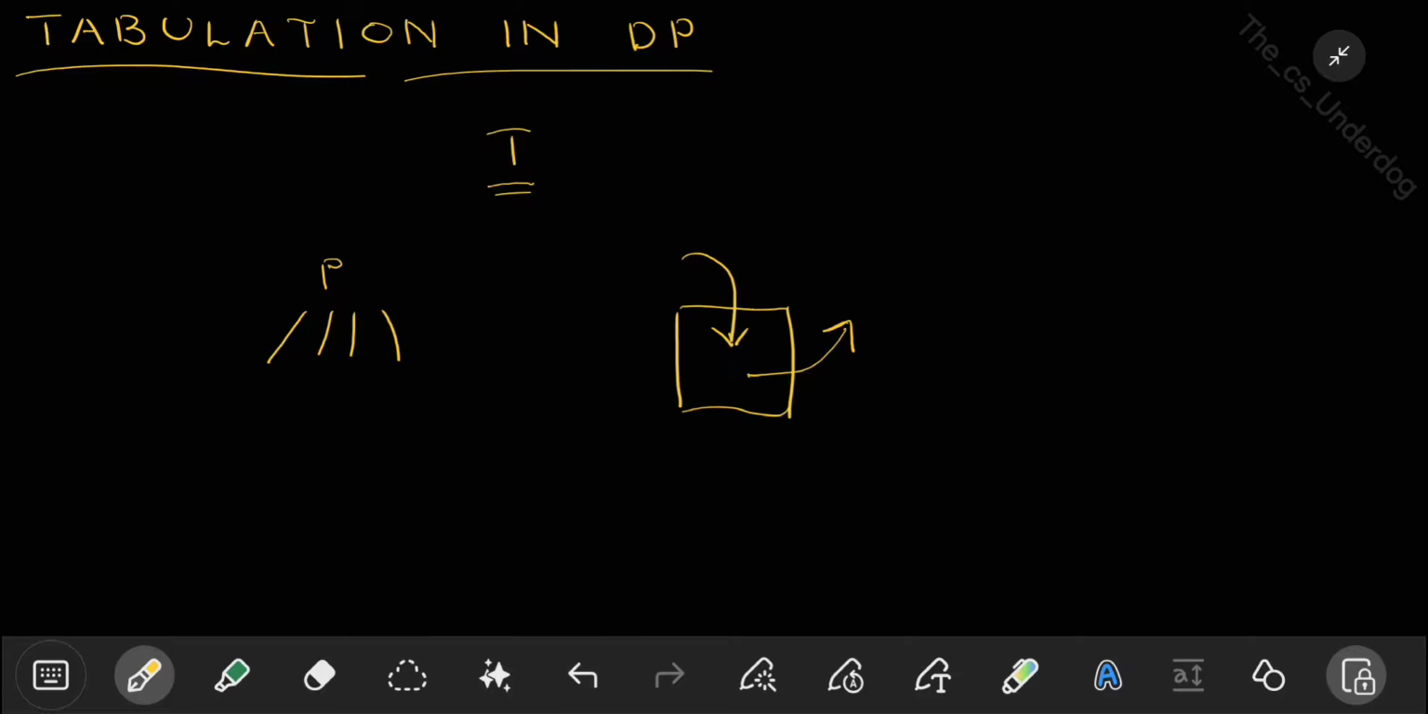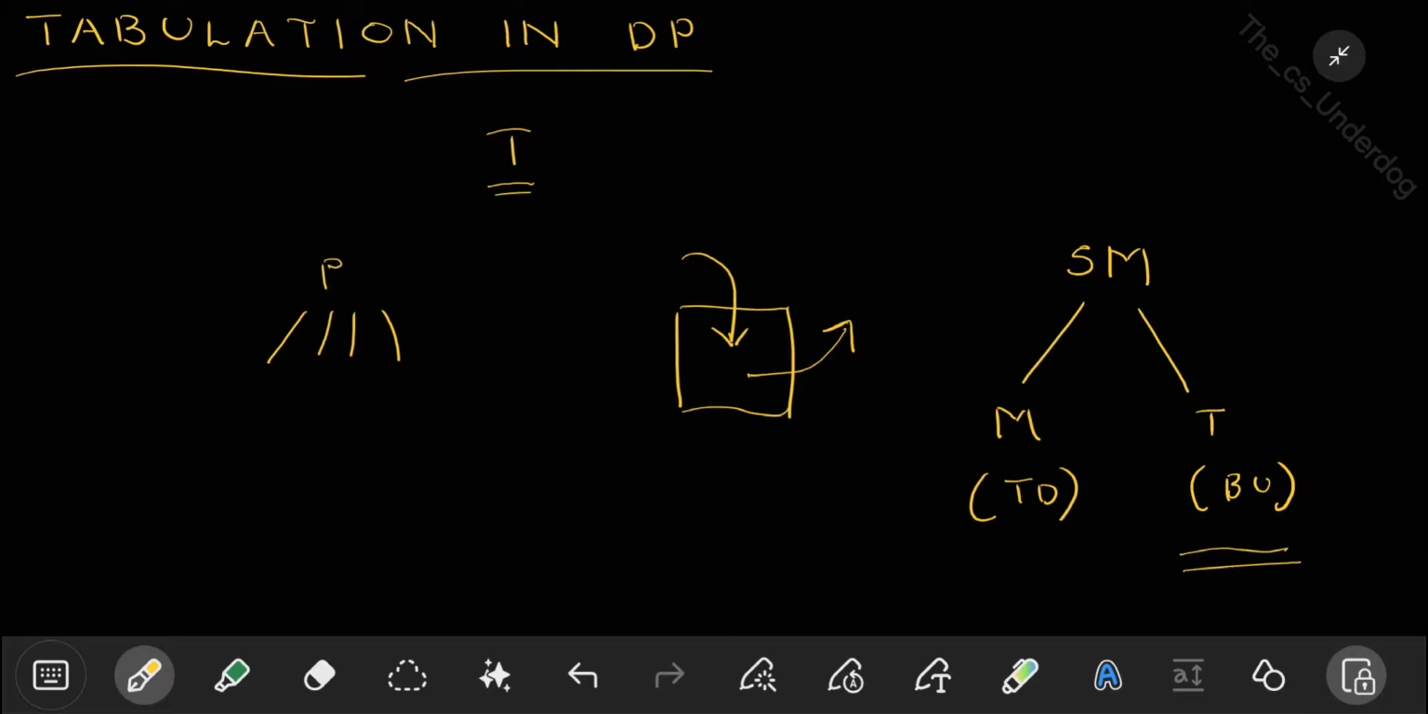In the last lecture, we discussed the storage mechanisms that are used in dynamic programming, and there we discussed that there are two major storage mechanisms used in dynamic programming. One is memoization and the other one is tabulation. We also discussed that memoization is a top-down approach and tabulation is a bottom-up approach. In this lecture, we are specifically going to discuss tabulation.